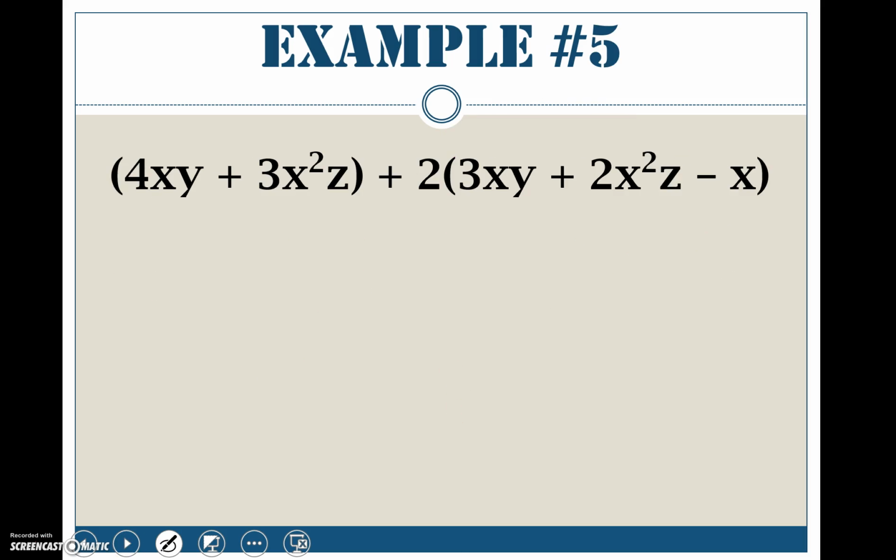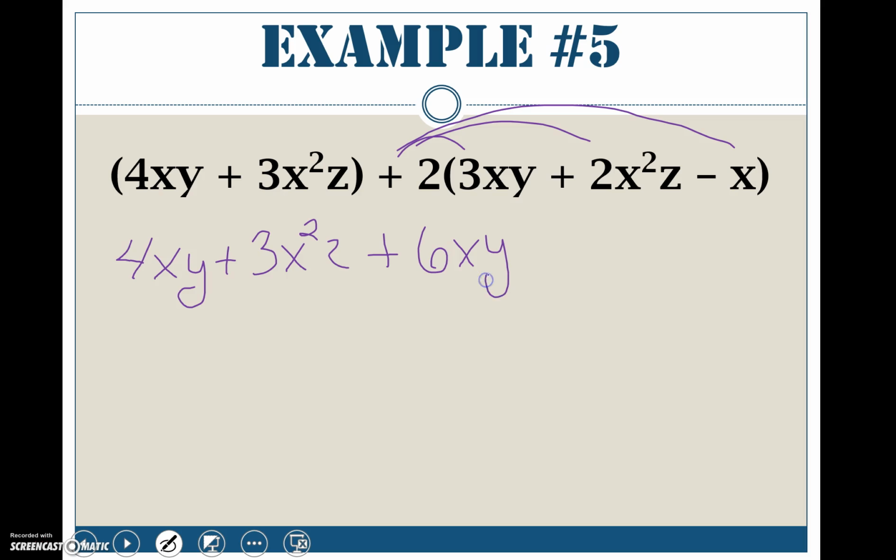Our next example here, same story, we have multiple variables. That's the purpose of all these examples. So for the first one, I don't have anything that I'm going to distribute, so I'm left with what's inside the parentheses here. Now I'm going to distribute through with a positive 2. 2 times 3 gives us a positive 6xy, followed by a positive 4x squared z, and then a negative 2x. So I've gone through, multiplied by that positive 2.